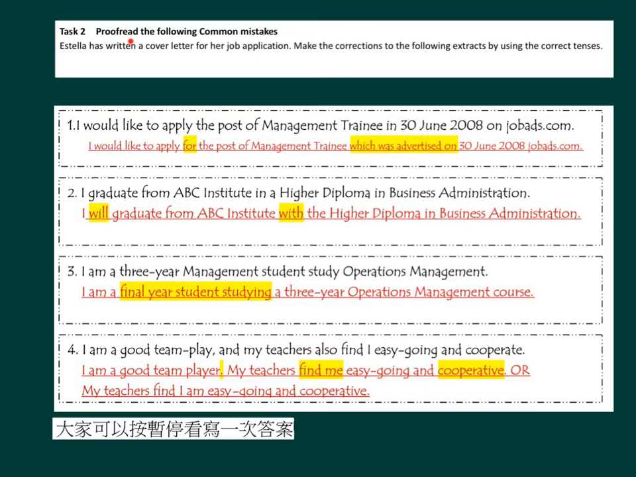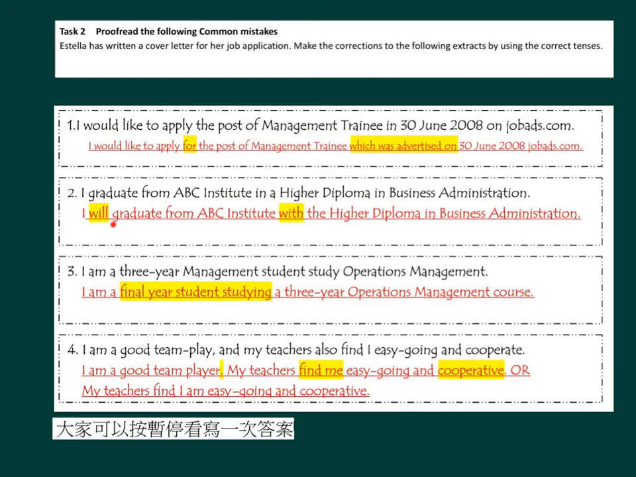Task 2. Proofread the following common mistakes. Estelle has written a cover letter for her job application. Make the corrections to the following extracts by using the correct tenses. Number 1. I would like to apply the post of management trainee in 30th of June 28 on jobx.com. Correction. I would like to apply for the post of management trainee, which was advertised on 30th of June 28 on jobx.com.